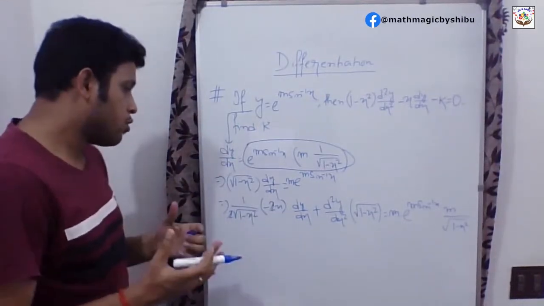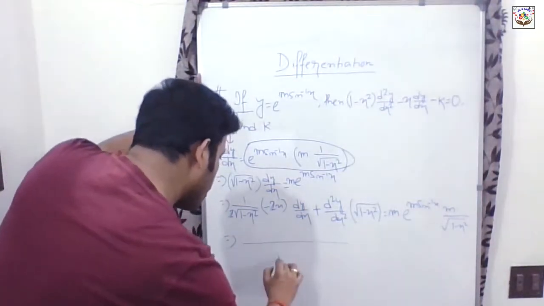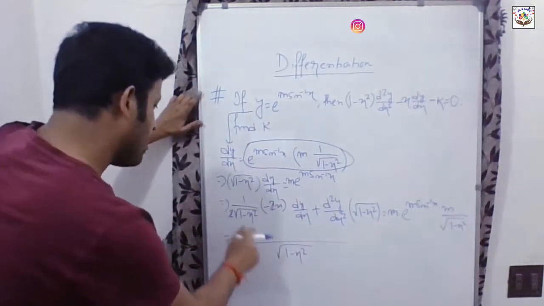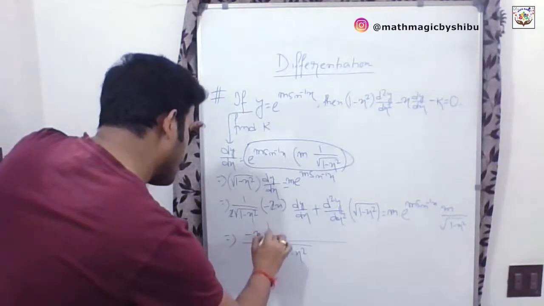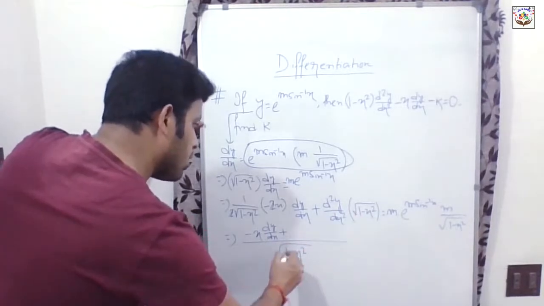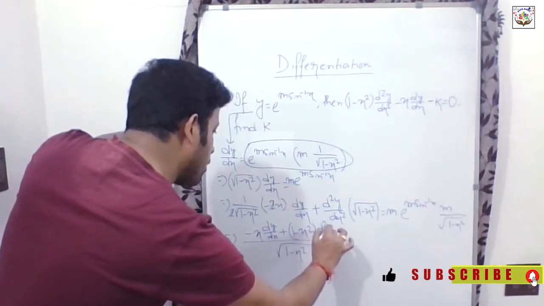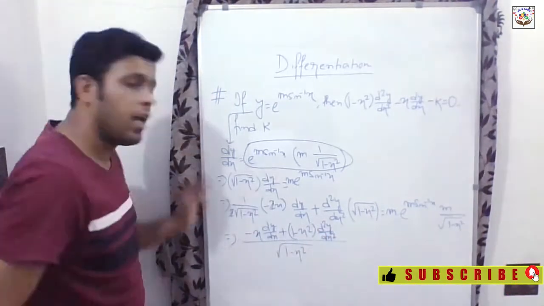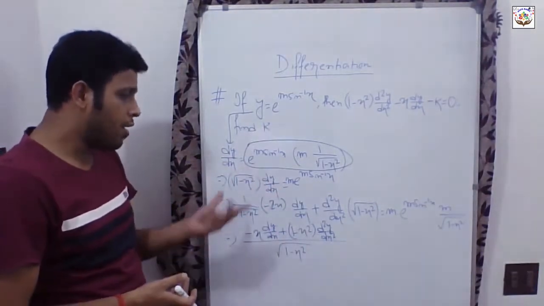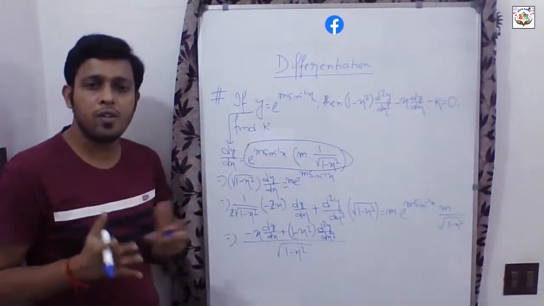Okay. And so what we have right now, if we do the LCM, we'll get root over 1 minus x square at the denominator, right? And so it will be minus x dy by dx plus 1 minus x square d2y by dx square. I hope you can understand. Okay, just follow step by step and just follow the method how I have proceeded with the sum. And you need to keep in mind the normal formulas of differentiation.